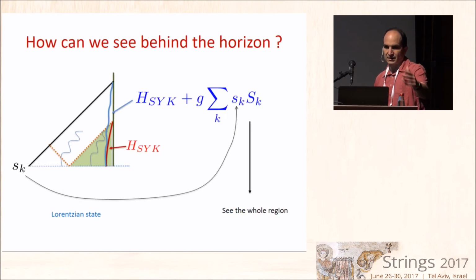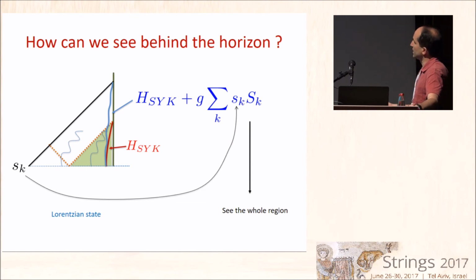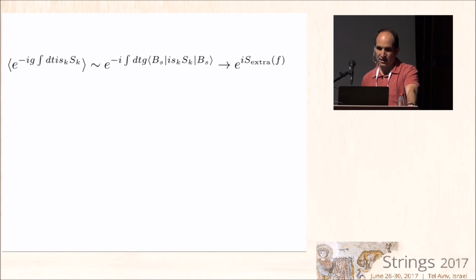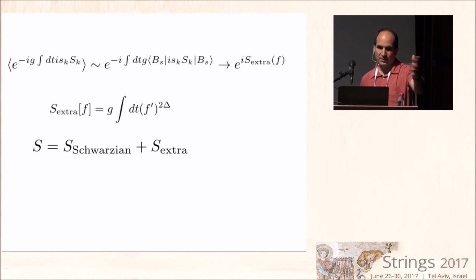Now, it turns out that you can see behind the horizon, and one way to see behind the horizon is to add an interaction to the model. An interaction which is similar to the double trace, essentially the same as the interaction we're adding for the double trace problem, and that will modify the trajectory. You can calculate this modification, and the modification is such that you can see the whole region behind the horizon. So this is exactly the same effect that we saw in the traversability discussion. And well, these are the formulas behind what I just said.